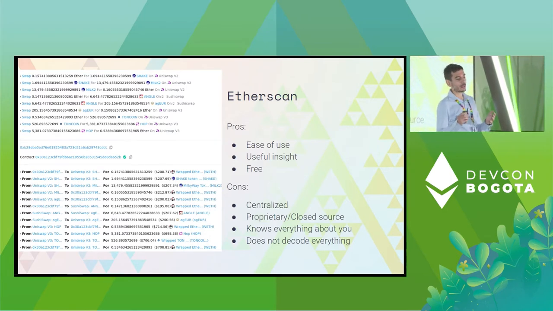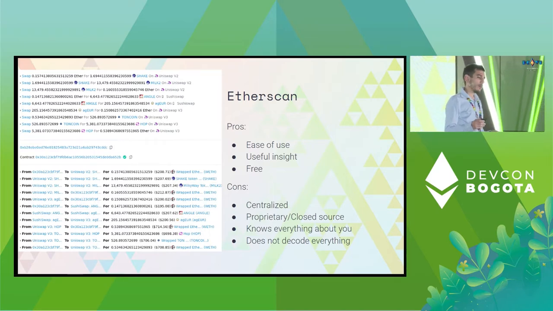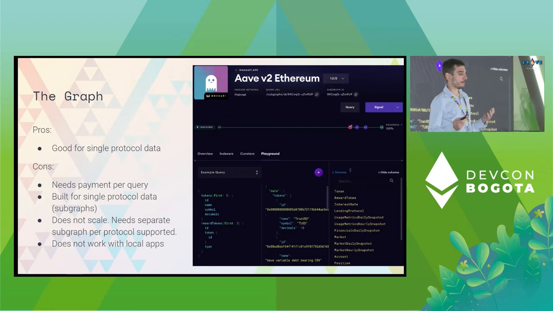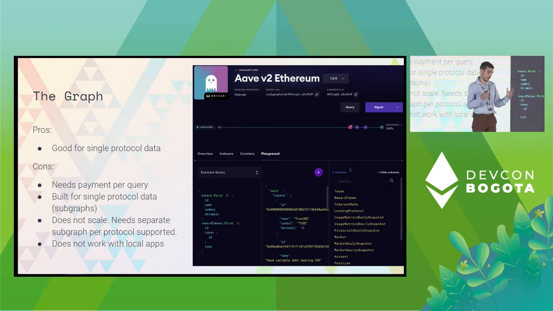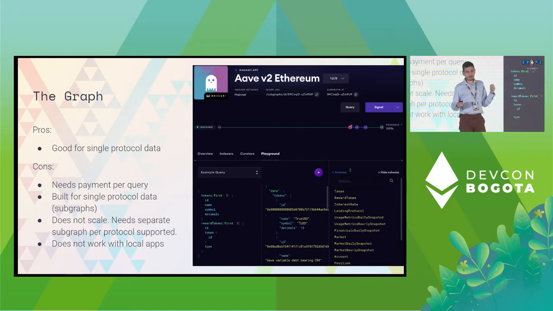We've all seen that there are transactions that Etherscan doesn't have insights for, and there are other tools that can do this. The Graph is a way, it's kind of an indexer per protocol. They have subgraphs, and they index the chain for a particular protocol, and then you can query this index and get any insight you want. The pros is that it's very good for single protocol data.